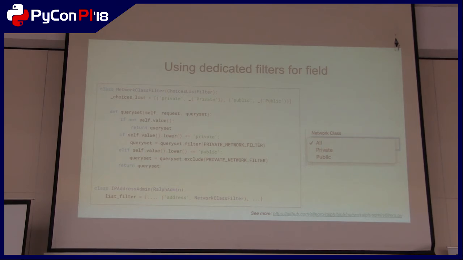Sometimes you want to use some really dedicated filter for some particular field. Django admin allows us to specify a tuple instead of the name of the field, where we put the name of the field, but also the class that should be used as a filter. In this example, we inherit from the choices filter, but override the queryset to add some custom logic to filtering the queryset. And this is how it looks like on the filters bar.